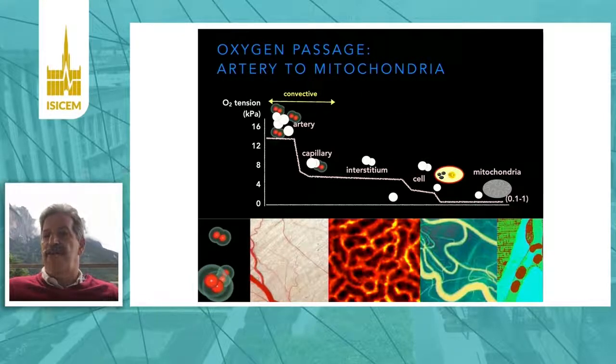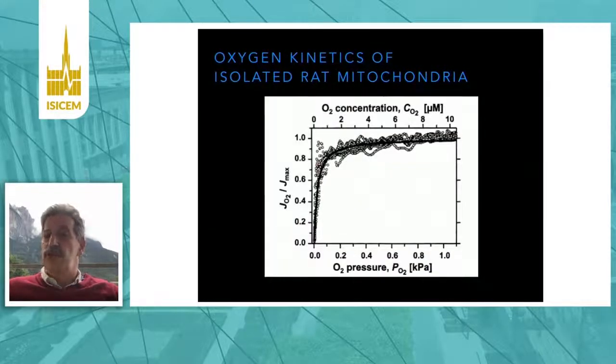So the oxygen is carried by convection to the tissues and then diffuses across the different barriers to get to the mitochondrion. As I mentioned before, this is a very, very low oxygen tension in the mitochondrion, but fortunately, cytochrome oxidase can operate at very low oxygen concentrations. This is in isolated rat mitochondria, and you can see that the activity of the enzyme only starts dropping when the partial pressure is below 0.1 kilopascals, so very, very low.